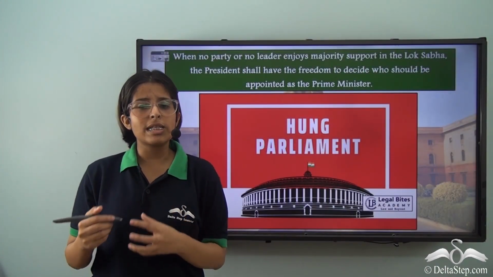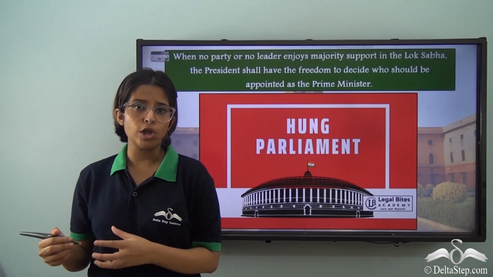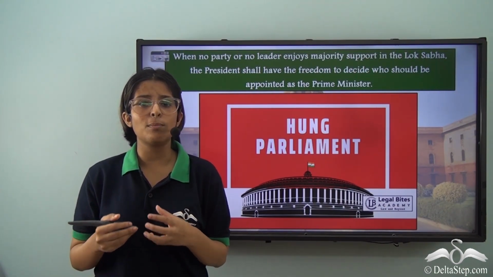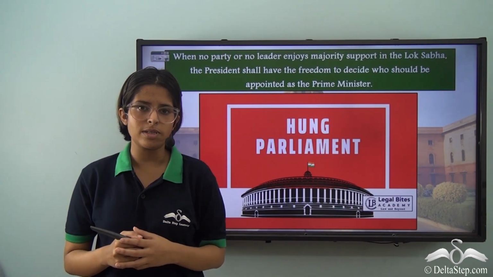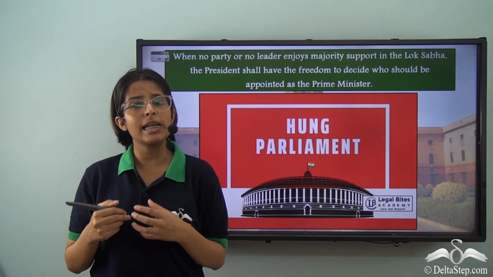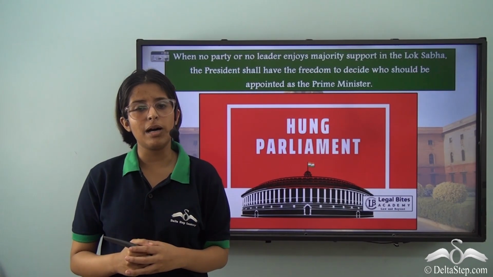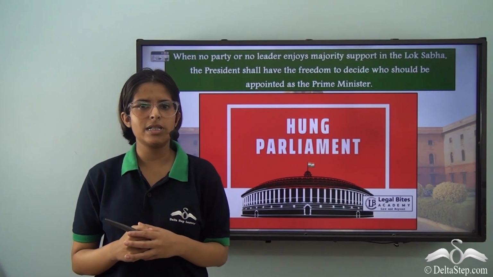After this, the president calls the newly formed coalition or the party that has got maximum votes to prove their majority on the floor of the house. And if they successfully get the majority support of the Lok Sabha, then they form the government.